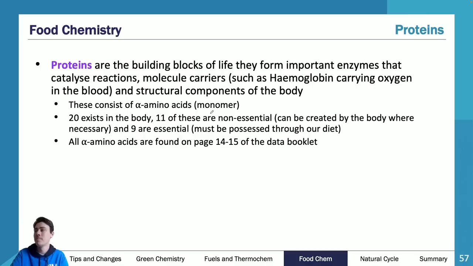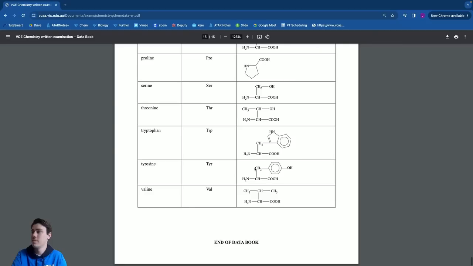So if I go to my data booklet and I go right down to the bottom, I think it's right at the end, you can see here, these are all the alpha amino acids. You do not need to know which of these are essential or non-essential. These are just the alpha ones. You just need to know that these are alpha amino acids.